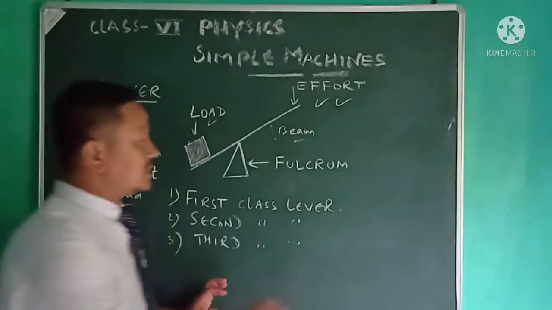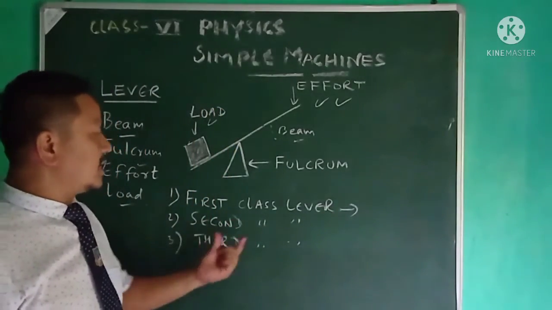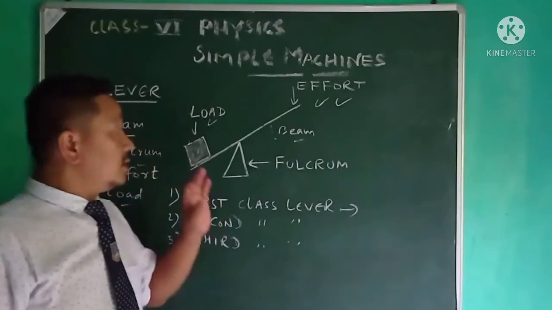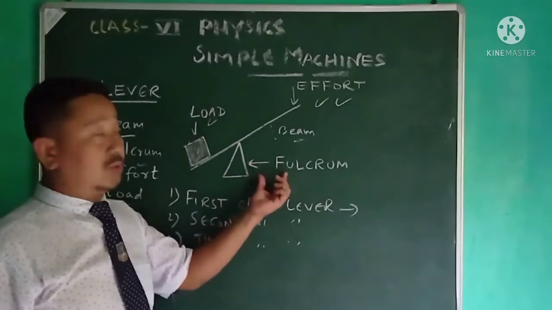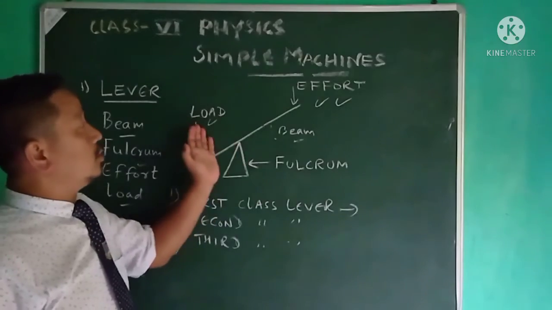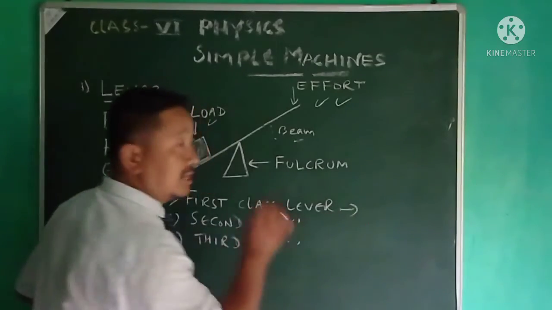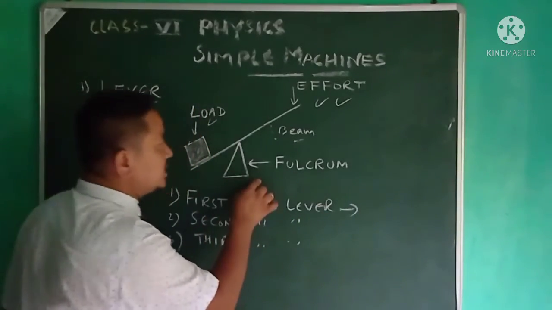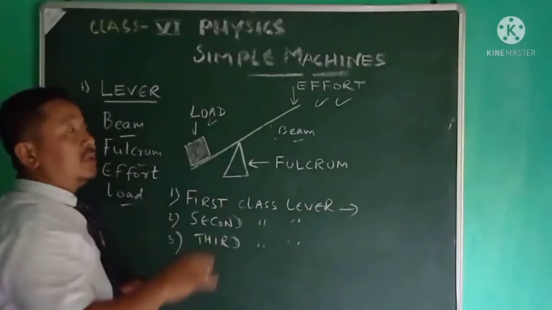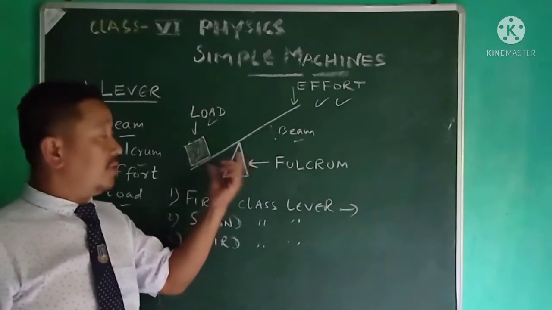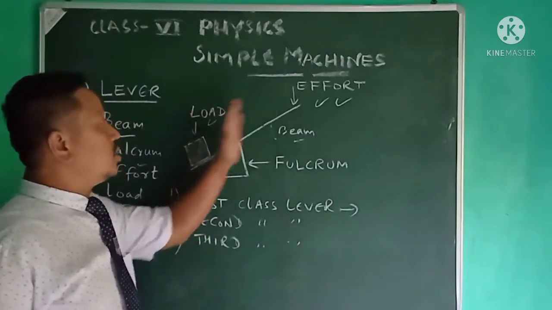What is a first class lever? The first class, second class and third class levers are based on the position of the fulcrum, the load or the effort that you apply. A first class lever is a lever where the fulcrum is in the middle. The diagram drawn here is an example of a first class lever, where you find the fulcrum in between the load and effort.